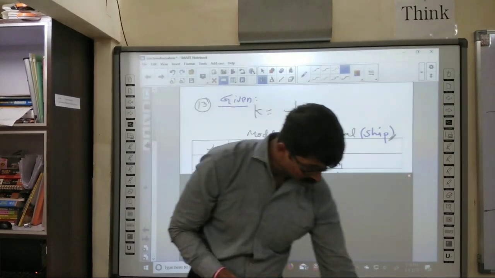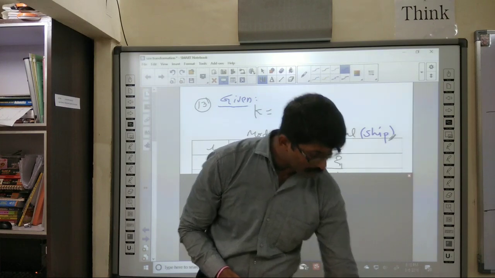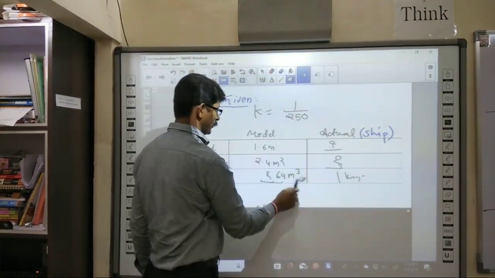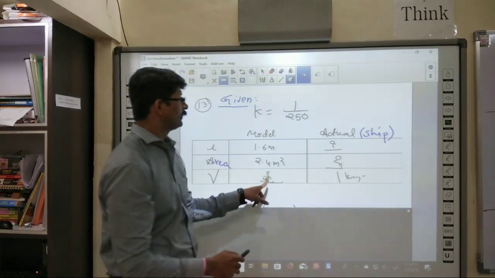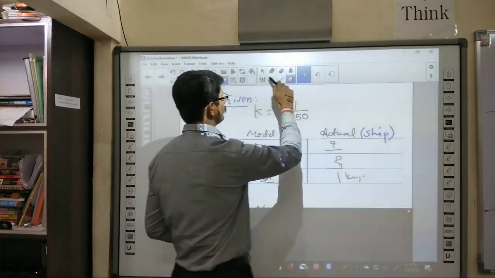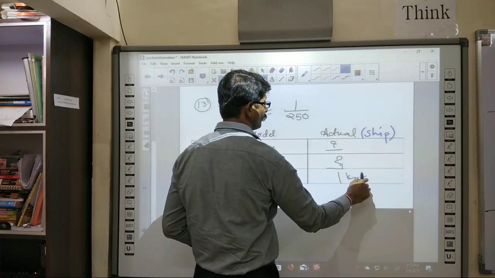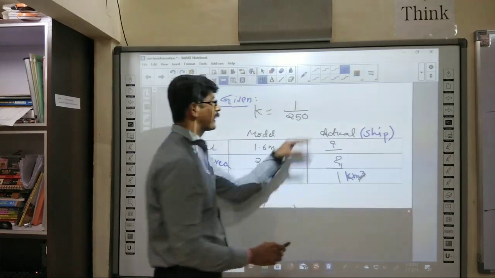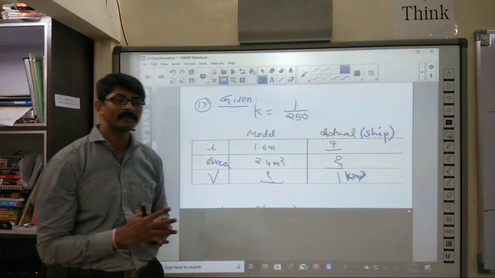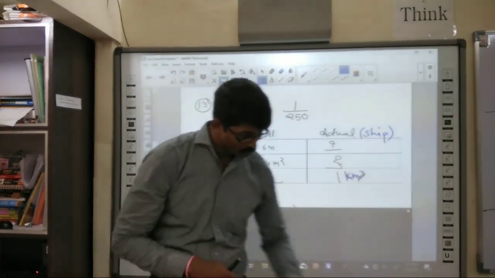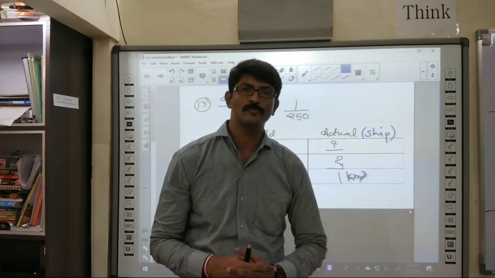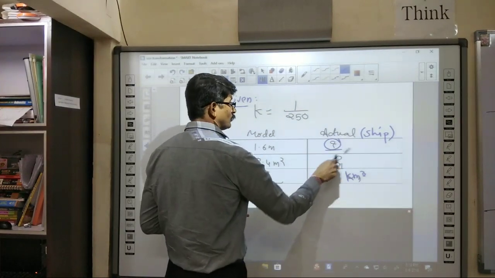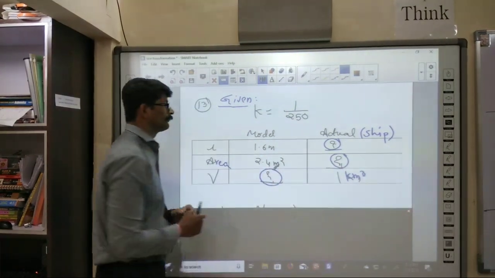And then one more thing is asked, the volume of the model. We have to calculate the volume of model in case the actual shape's volume is 1 kilometer cube. Volume of the model, if the volume of the shape is 1 kilometer cube. So these are the three basic questions, 1, 2 and 3. What we have to do.